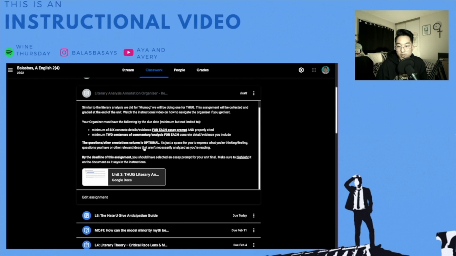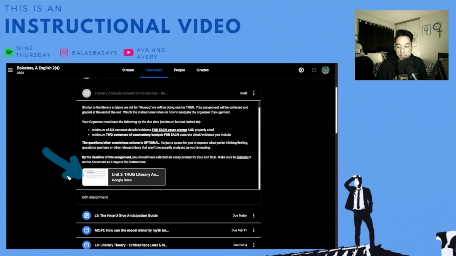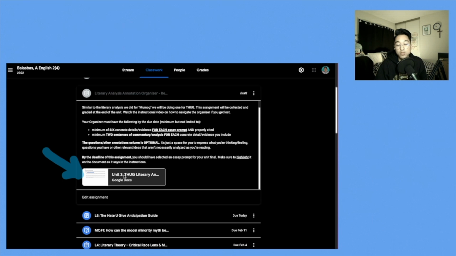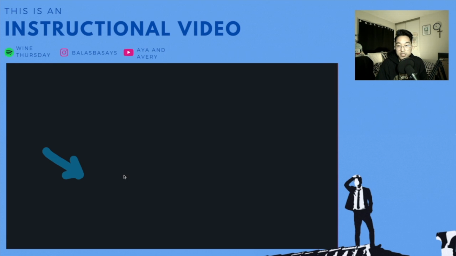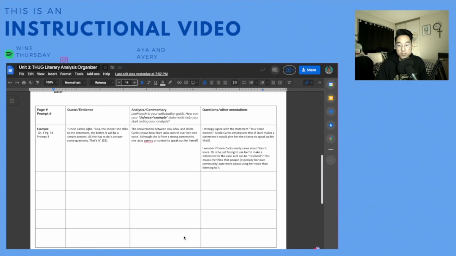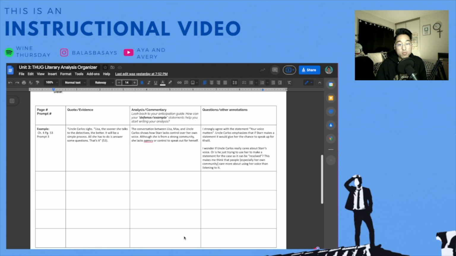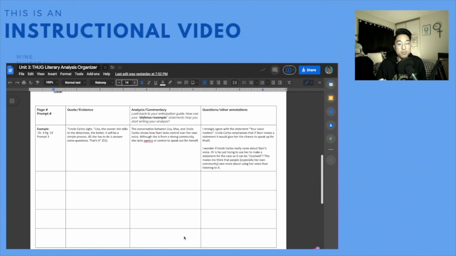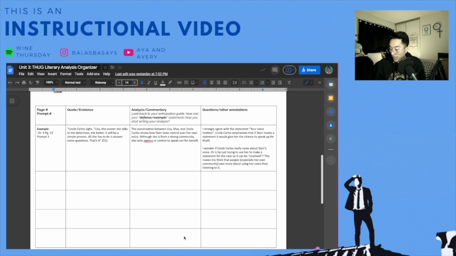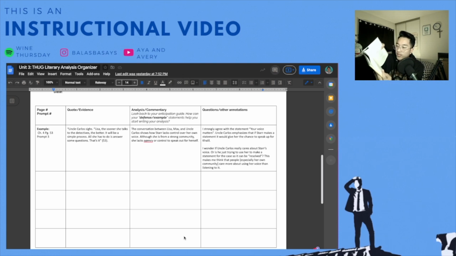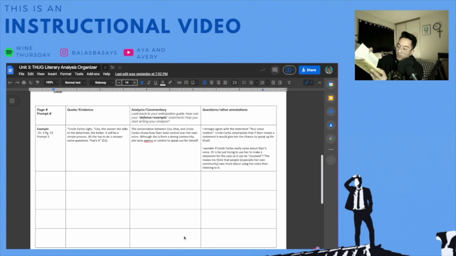Over in the assignment on Google Classroom, you'll find this document, which will be labeled appropriately according to the unit and say literary analysis annotation organizer. Using a table like this just made it way faster and way more organized for me to pull evidence for my essays. Instead of having to revisit a book that I'm reading and flip through the pages and be like, what was in chapter 10 again? Oh, there it is on this page right over here. That's what I was looking for.